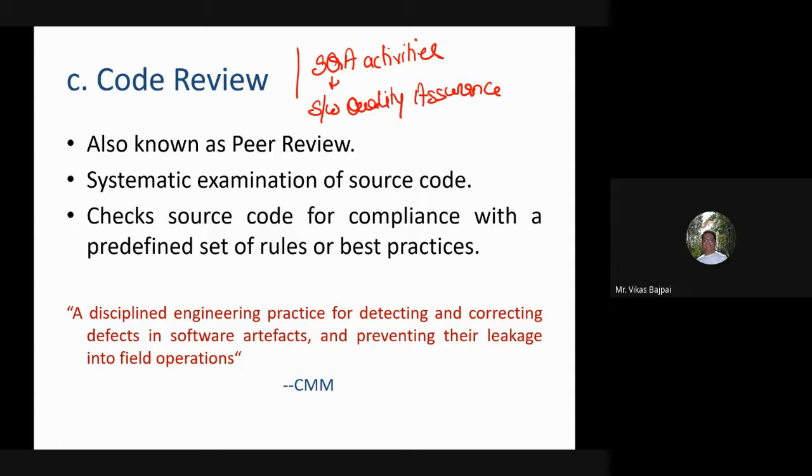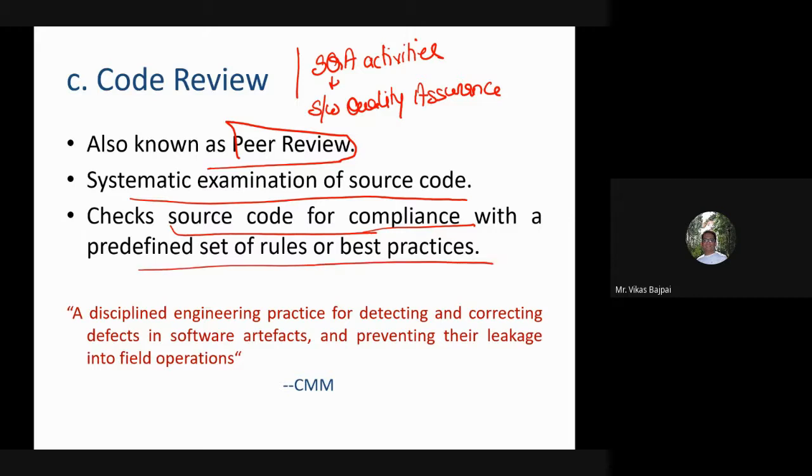So all these things are your software quality assurance activities, and your code review is also known as peer review. The reason being, I'll have 2 people, 3 people, right? Systematic examination of the source code is done, and we look for compliance with a predefined set of rules or best practices. In case of code review or peer code review, these are the same things. You won't get confused because many of the literatures have used this particular term, peer code review.